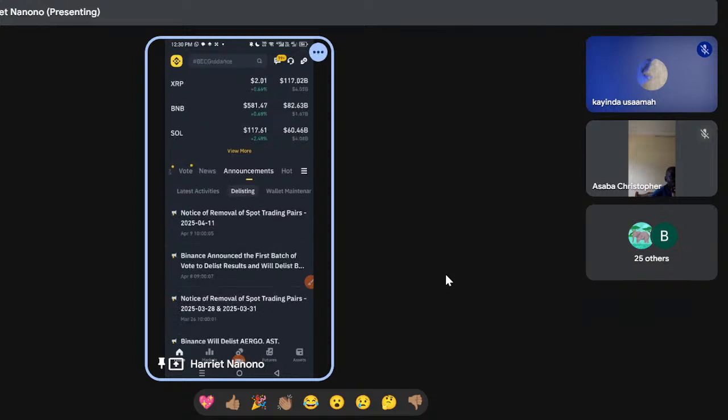Always go there and check. Now on the 11th, they say notice of removal of spot trading pairs. Spot trading pairs. And let us look at them.